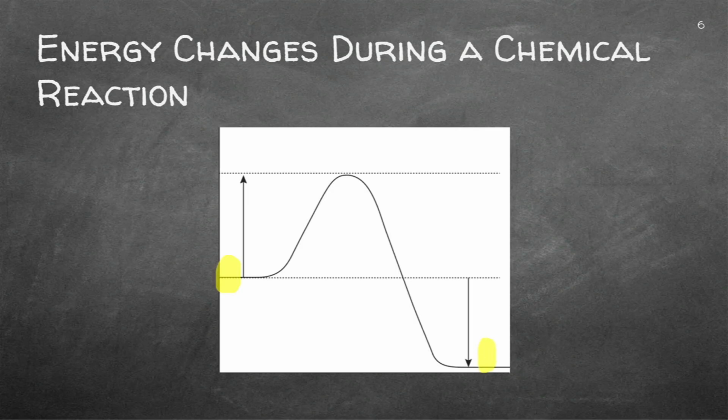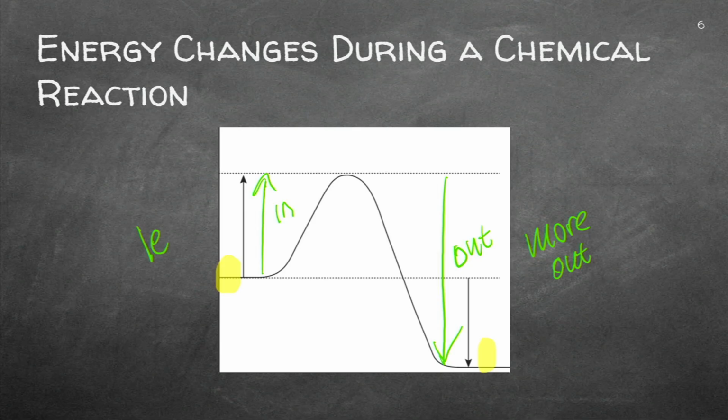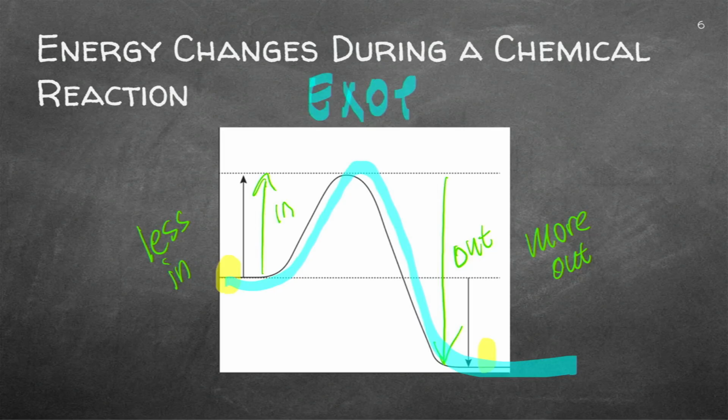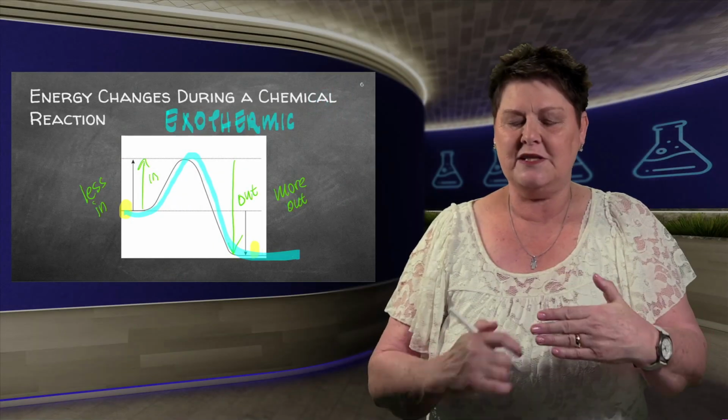What does it mean? This is energy in, and that is energy out. So it's more out and less in. And what type of graph does that resemble? You need to know this, people. You have to know that this is more out, so it's exothermic.